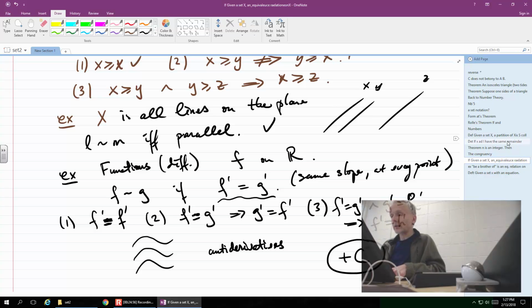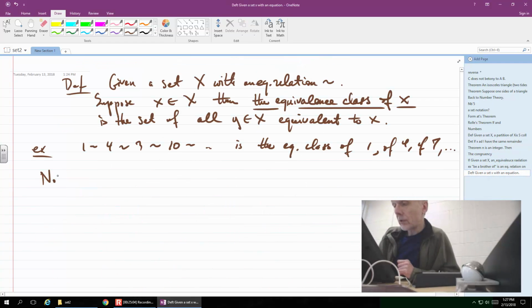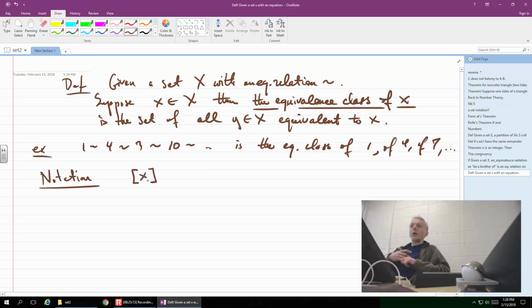Just putting together all elements that are equivalent to that particular element. So the notation is in brackets. So for x an element of X, the equivalence class is x in brackets. Okay? So the problem with this notation is that it is ambiguous.